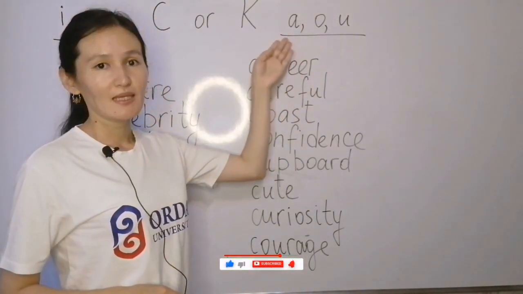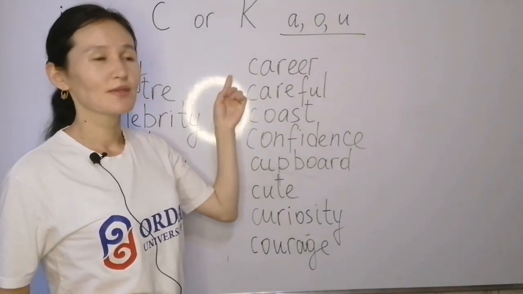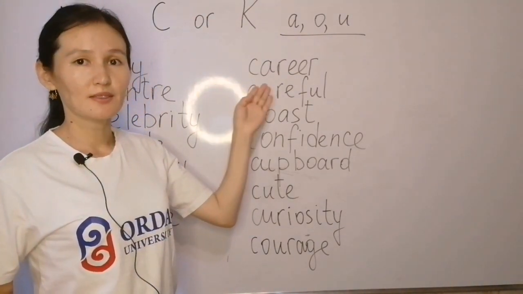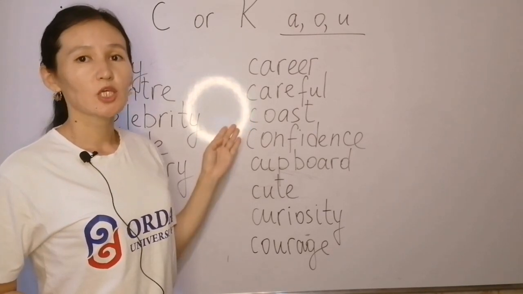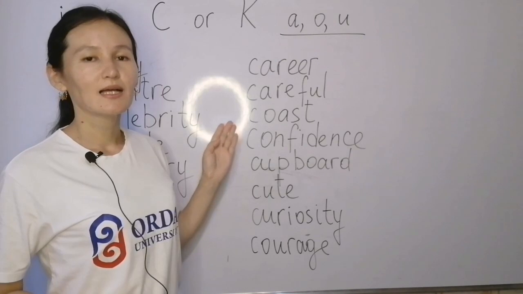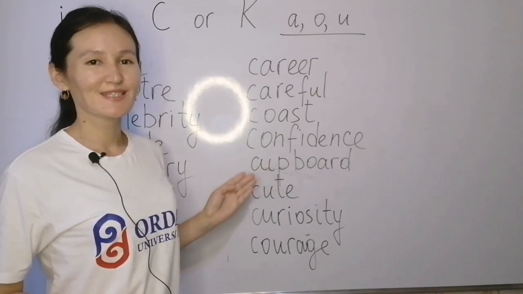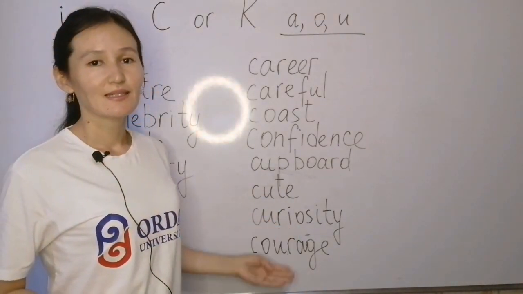Okay, now in this case, if there is A, O, or U after C, it is pronounced like K. Carrier, careful, coast, confidence, cupboard, cute, curiosity, courage.